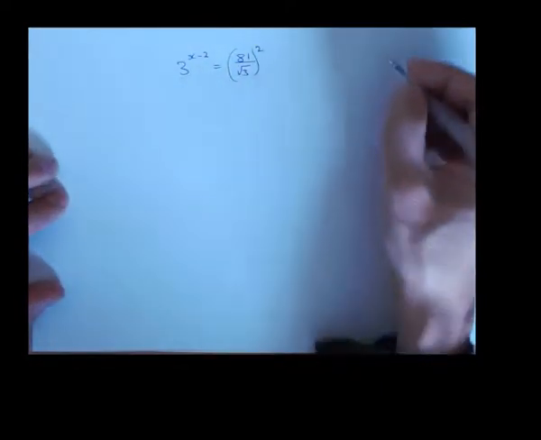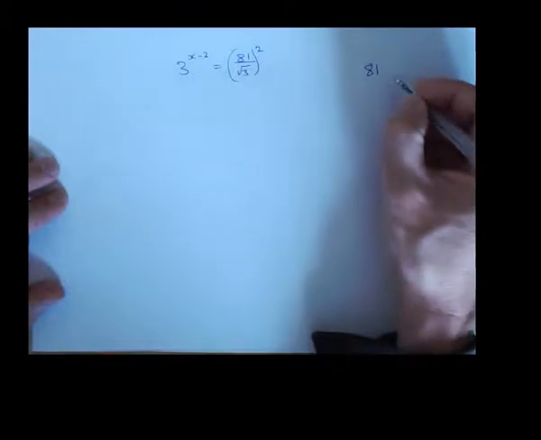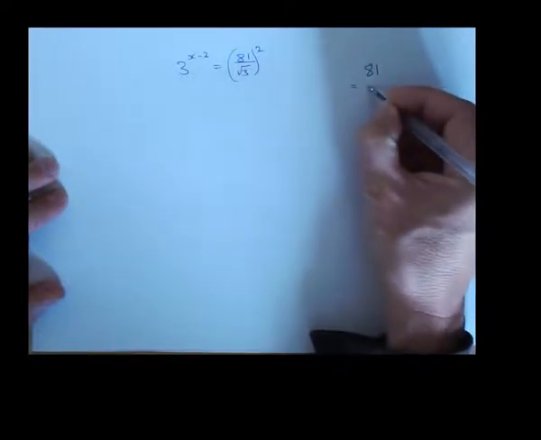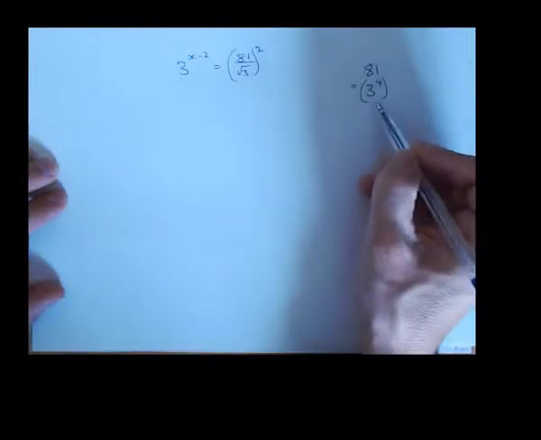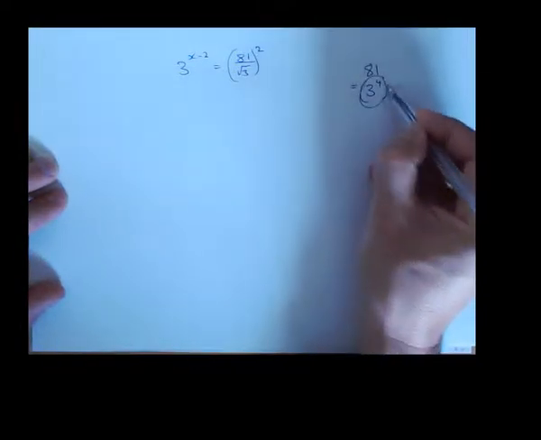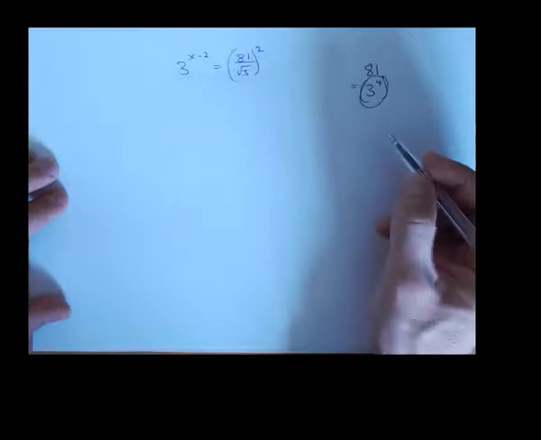On the left hand side we have it written as a power of 3. In order to solve an indices type question, we need to write everything as a power of the same base, as a power of 3. So let's look at 81. We know that 81 can be written as 3 to the power of 4. So everywhere we see an 81, we're going to replace it with 3 to the power of 4 in brackets.